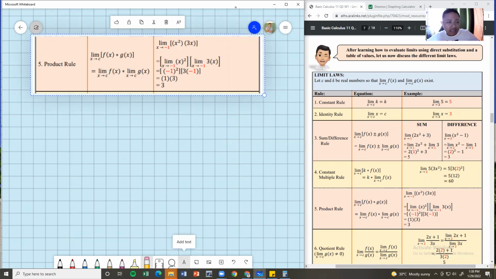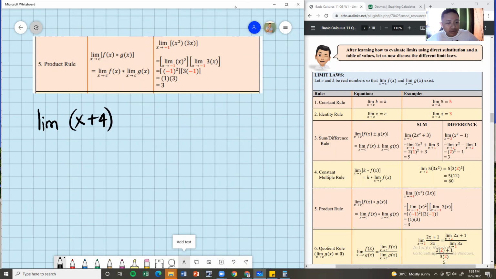Let's have this as an example. The limit of, yung mukhang komplikado ng konti. The limit of x plus 4 times x minus 1. Ayan, para siyang FOIL method. As x approaches 3. Okay, 2 naman, para maiba. So, in here, if in addition, we add and subtract, for the multiplication or for the product rule, we just multiply and do the limits for each term.